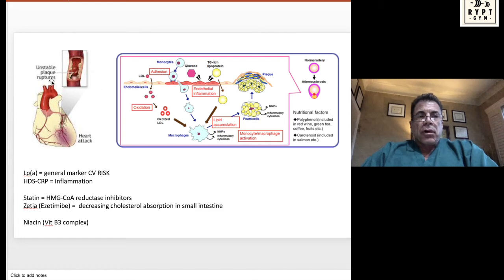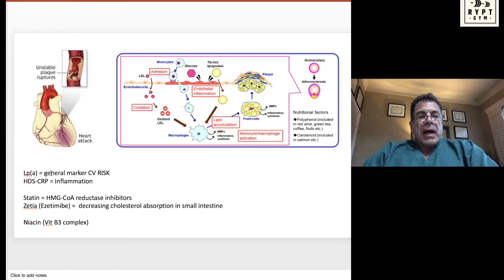But basically what I want to show you here is that as these plaques grow, they can rupture, and this is what we refer to as heart attacks and strokes, which is when the blood vessel, the coronary arteries that feed the heart, become occluded, and now the heart cannot get any blood supply, gets ischemic, and that's what we call a heart attack.